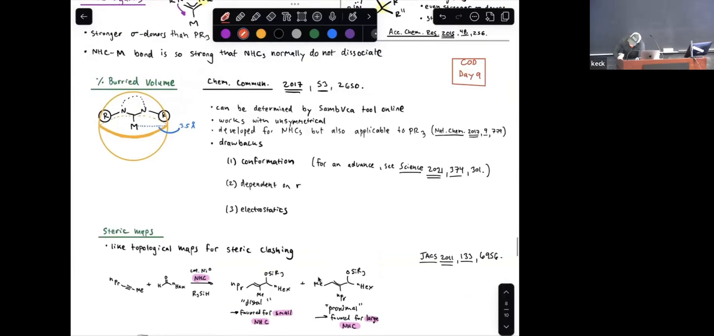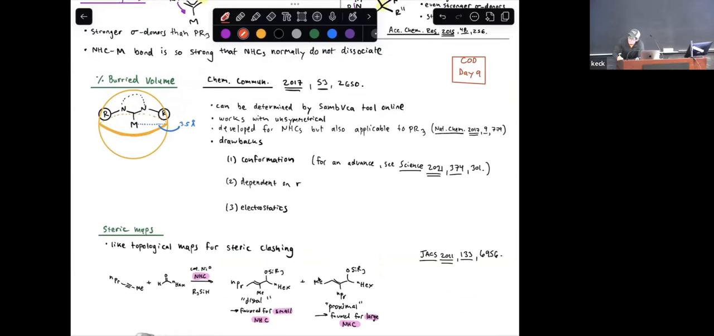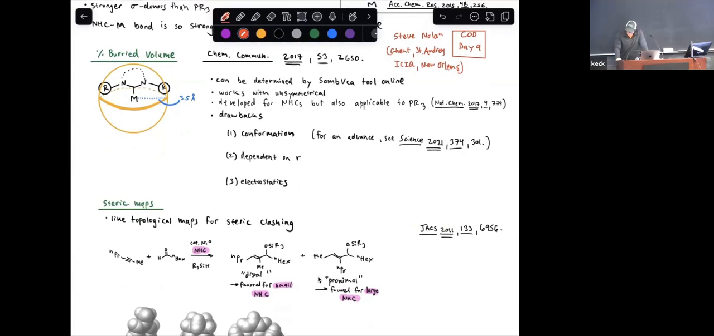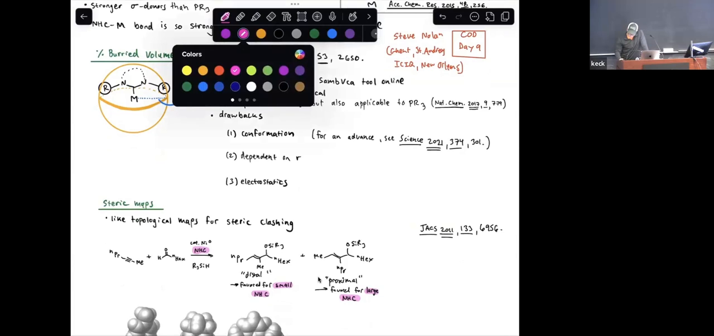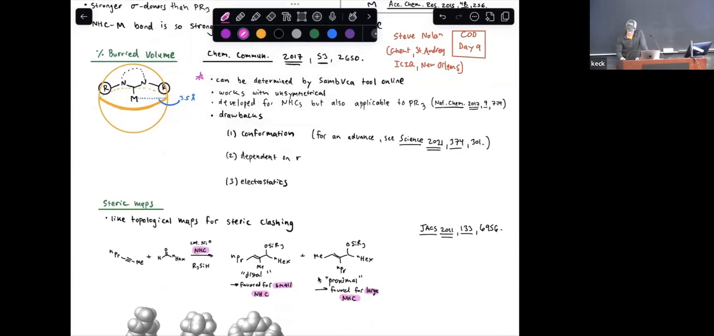I don't know if anybody recognizes him from the day 9 worksheet. This is Steve Nolan, currently of Ghent, but previously at St. Andrews, ICIQ, and started his career in the US at New Orleans. One of the pioneers of using NHCs as ligands for metals. You can compute buried volume using this online tool. We've done this in the group. I don't know, Wenji, have you done this using this tool?